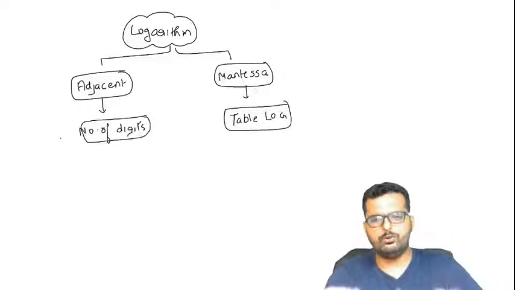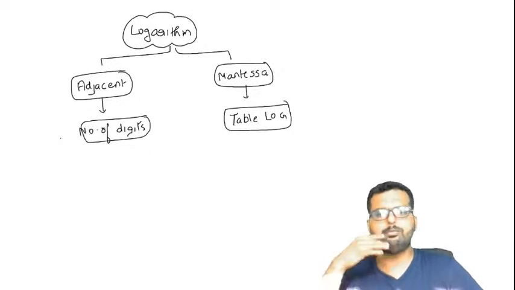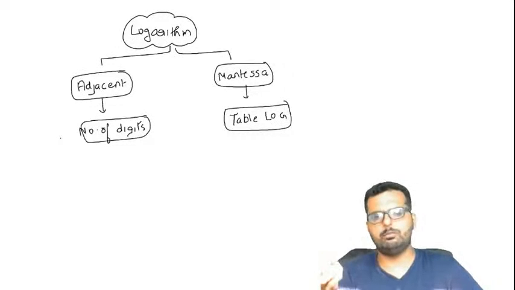Okay, now if you have understood this, can you draw this chart in your books first? Characteristic and mantissa are the two parts. Characteristic is based on number of digits. Mantissa is based on the log table.